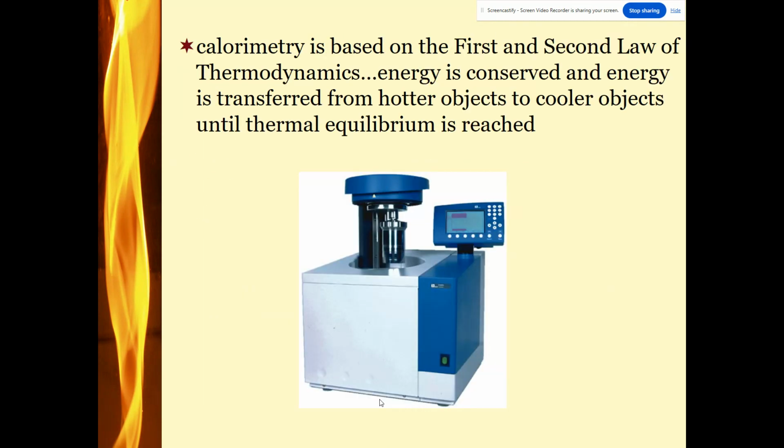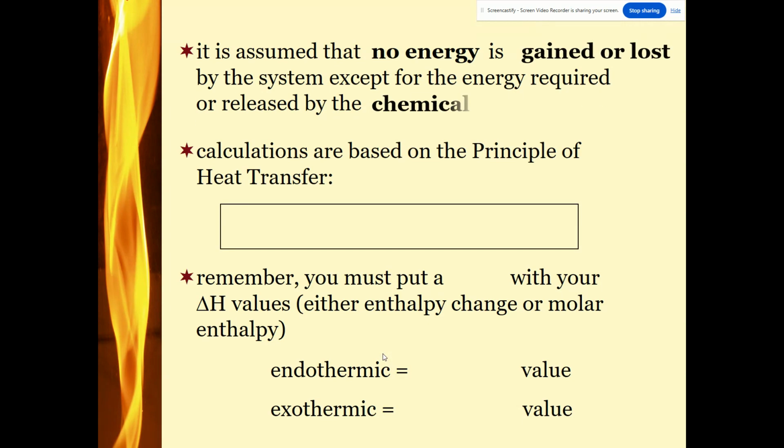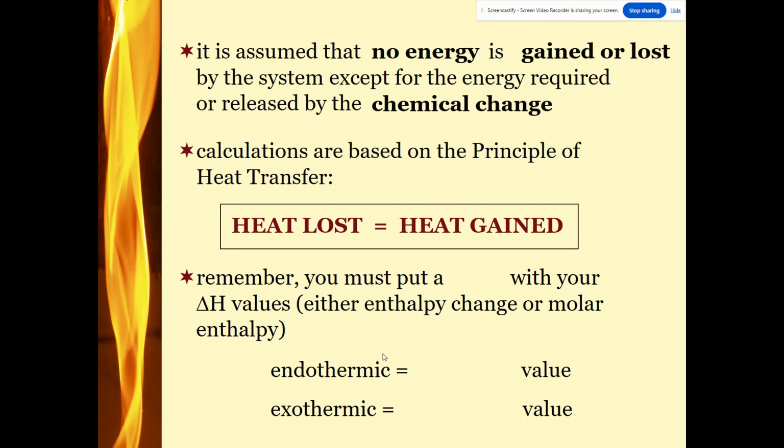This is what a bomb calorimeter looks like. A bomb calorimeter is an industrial calorimeter where you actually put your reacting substances in a little capsule, lower this down, and it's in a completely insulated environment. So none of the energy transferred is being lost. It's 100% efficient. So we're using our law of thermodynamics that energy is conserved and transferred from the hotter object to the colder object until thermal equilibrium is reached. So what this means is that we are assuming all of the heat lost by the reaction equals the heat gained by the water.